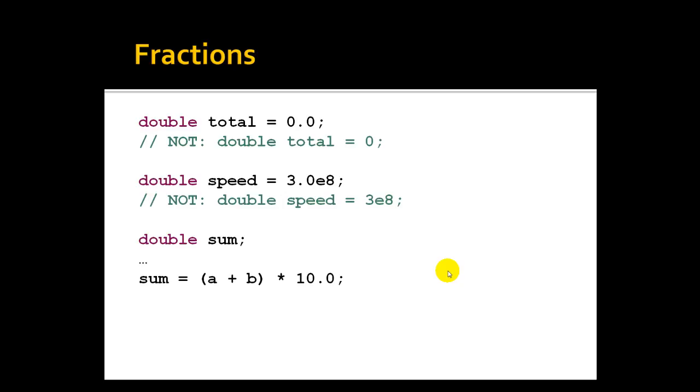Fraction. When declaring a double variable, initialize it with a double value. Example 1. Define double total equal to 0.0, not double total equal to 0.